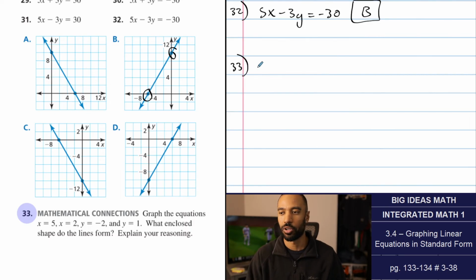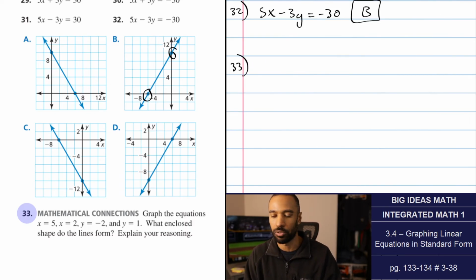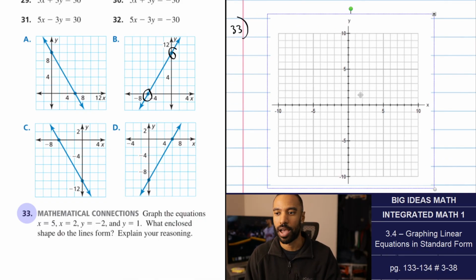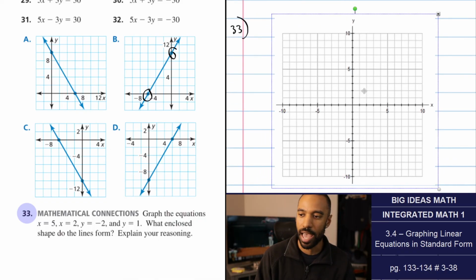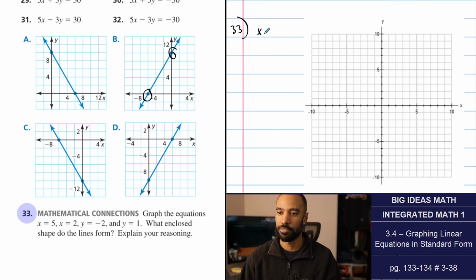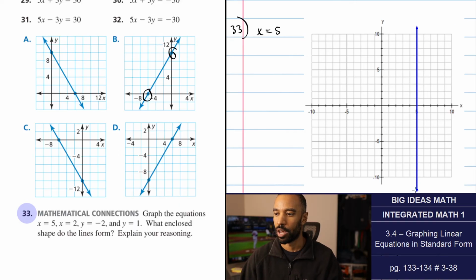Given that they're only vertical and horizontal lines, it's either at least a rectangle or at most a square. So we'll figure out what this thing is here. x equals 5 is going to be this vertical line. I'm going to draw that entire line that looks like this, x equals 5. Now we'll have x equals 2.